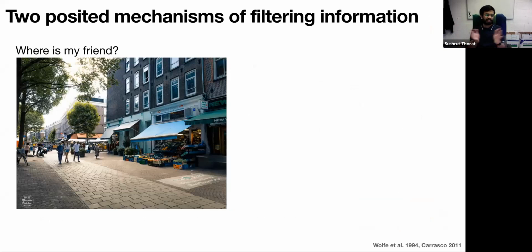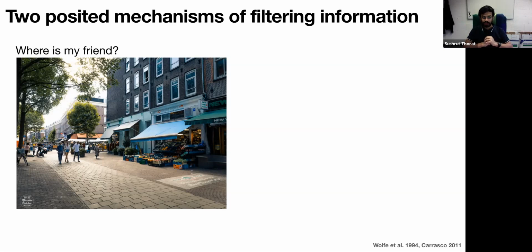So the traditional vision problem, you are in a scene and you have to find certain objects. So in this case, you're looking for your friend. That implies you're looking for humans first to find your friend who is human, presumably. To do that, you need to filter information which is coming in from this scene. And there's a lot of information coming in. There's a lot of shapes, there's a lot of textures, colors.